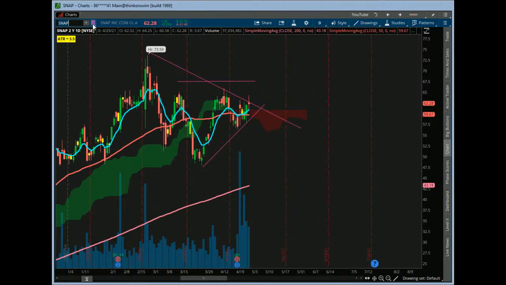And let's take a look at Snap. Snap still just kind of hanging on to this geometric line here so far. So big doji, big who knows, on this one. So let's see if it can give us some indication.